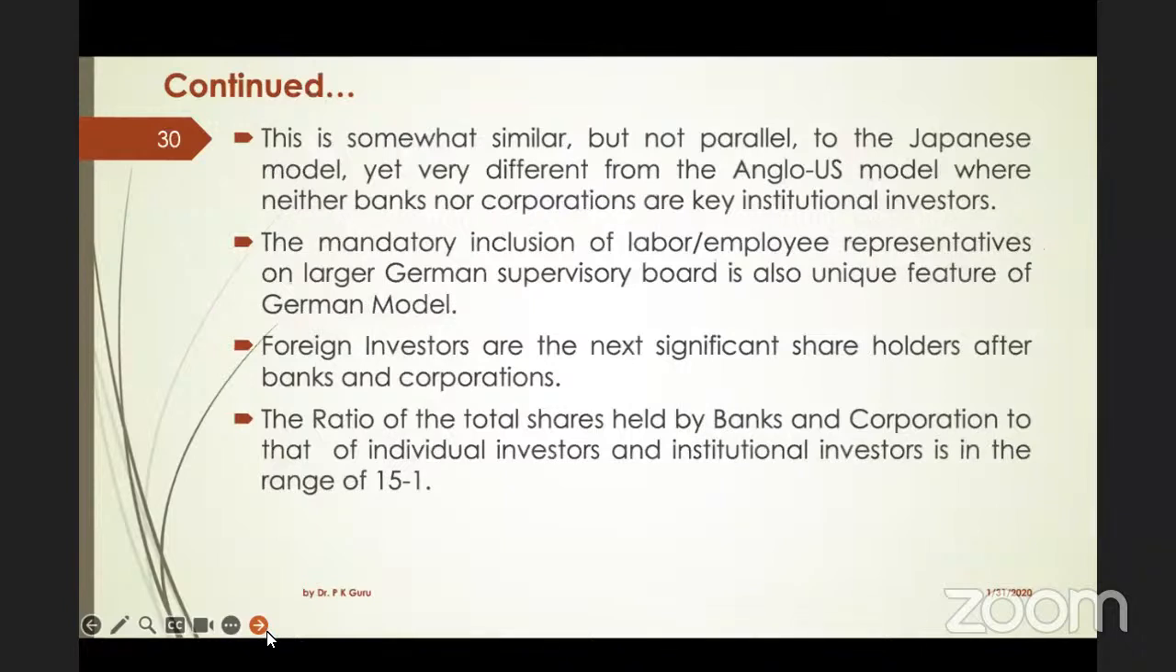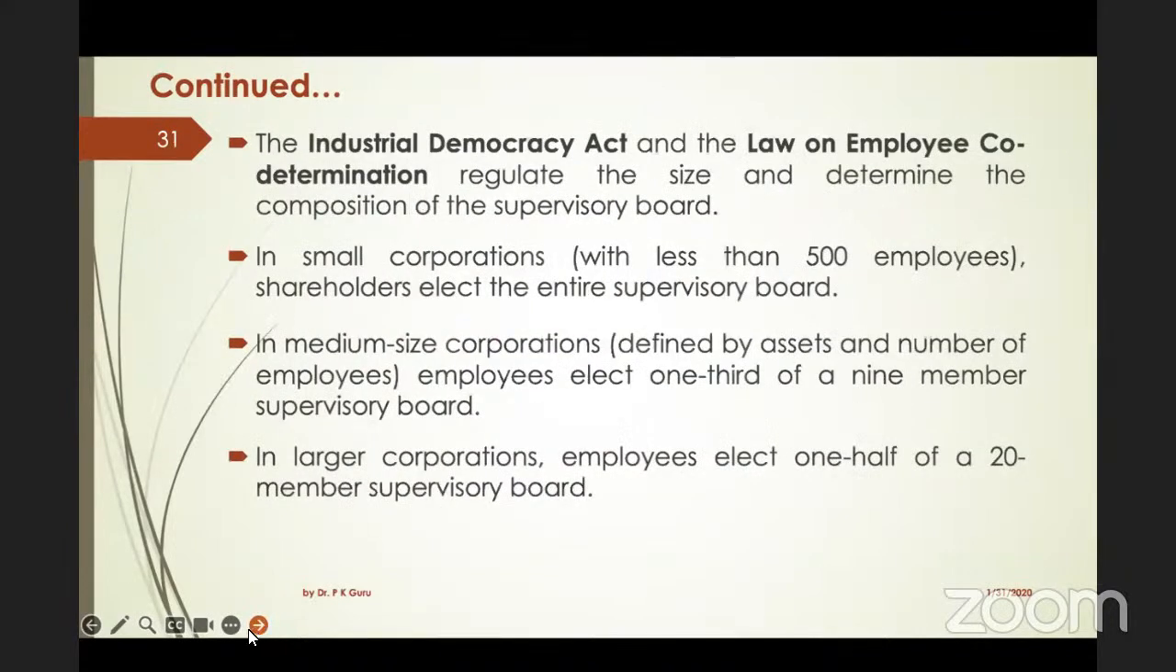Shareholders or the public shares are very limited in Germany. Things are changing after foreign investment is also coming to Germany and they are getting modified. And we have discussed how that type of operation is going on. And we have also discussed employees' representation in the board.